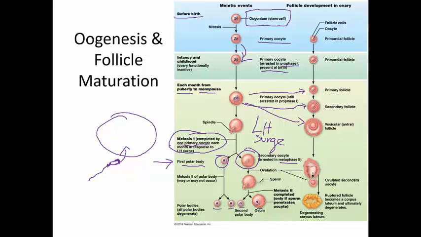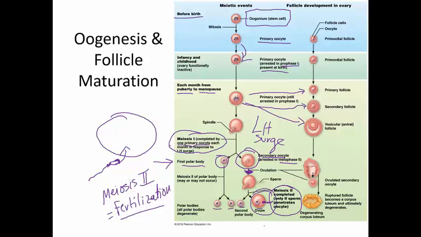Now, this is what happens during ovulation. So you ovulate, and that's when you get to the stage of the secondary oocyte. But meiosis 2 will not actually complete unless a sperm, this is a sperm here, penetrates the oocyte. So meiosis 2 requires fertilization. So essentially, if a woman doesn't get pregnant, she never really creates an ovum.